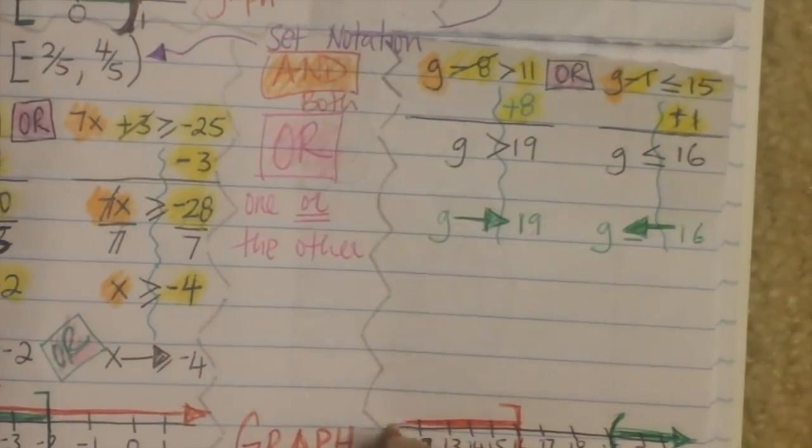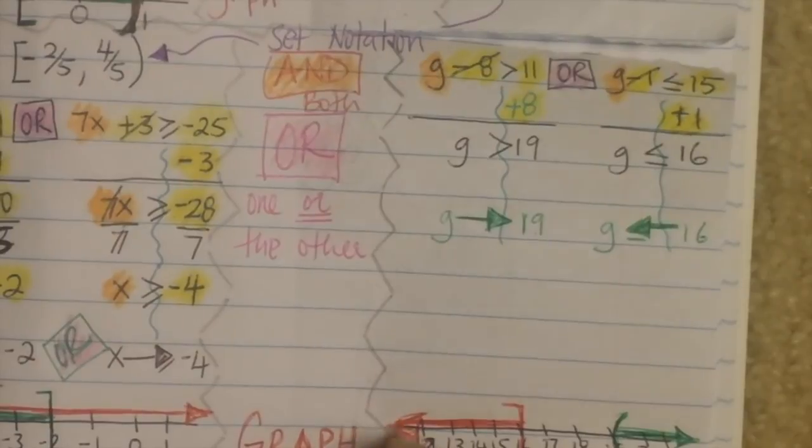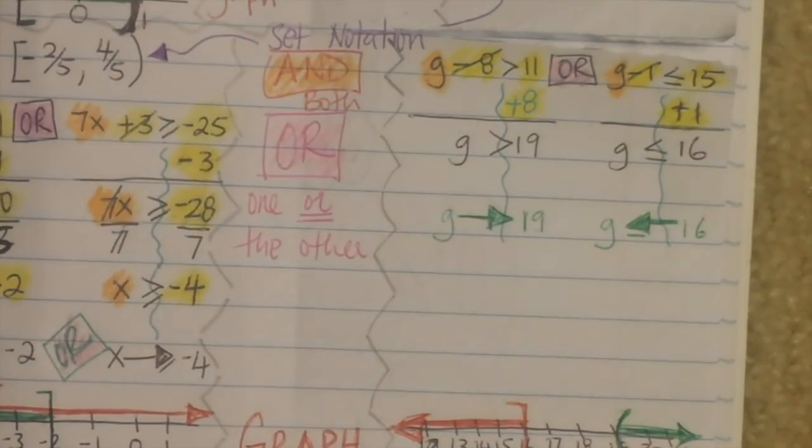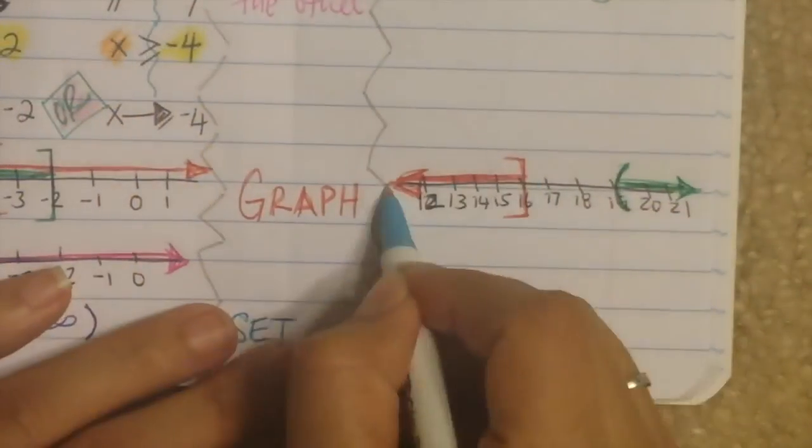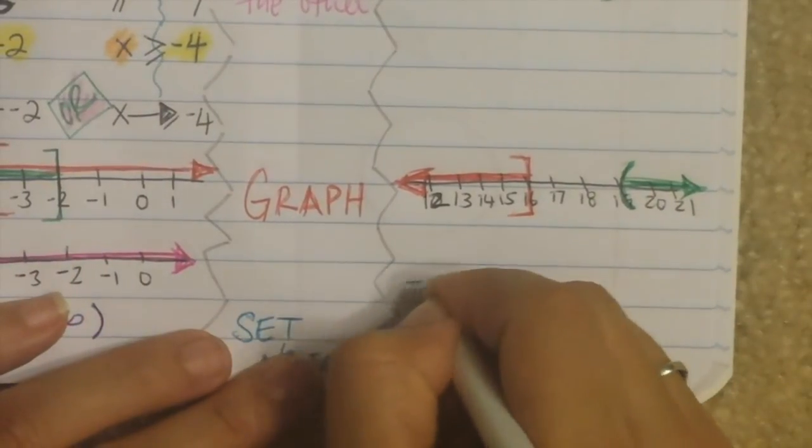This is a listening check. Color in 16. G is less than or equal to 16. Now, the red is true or the green is true.